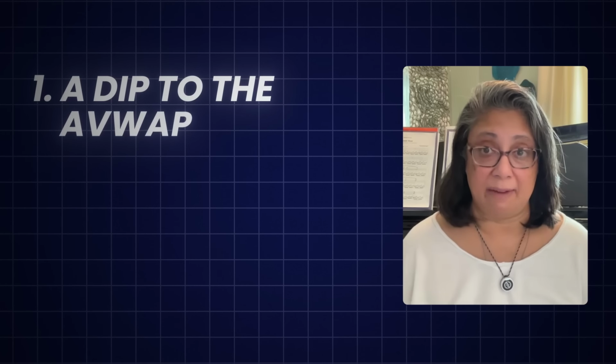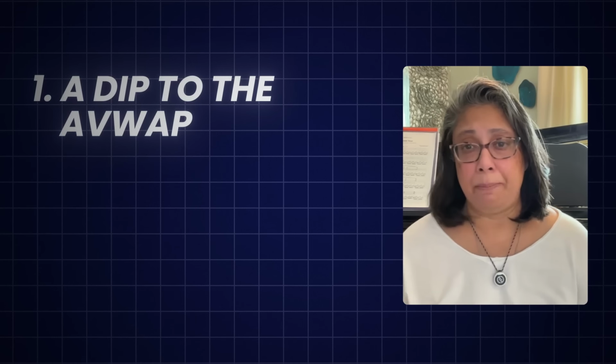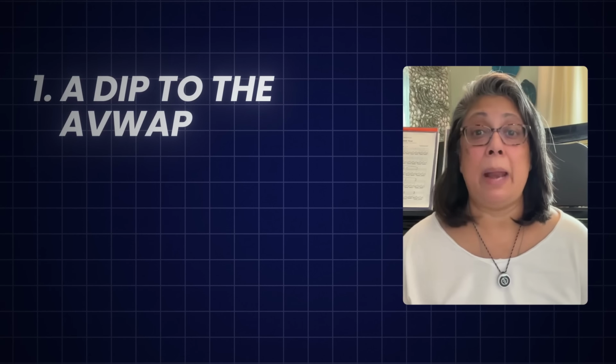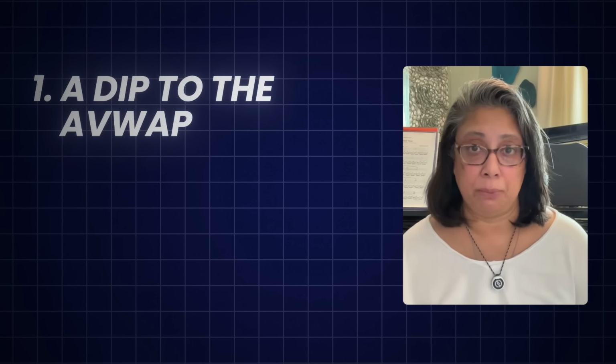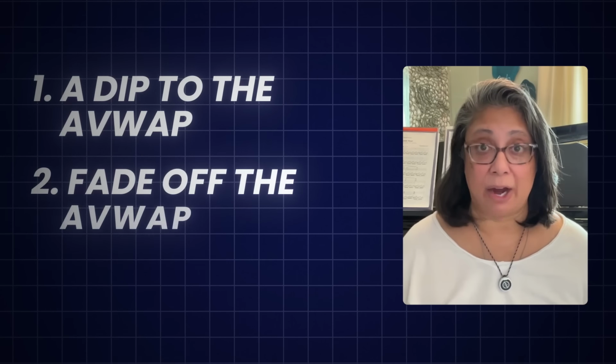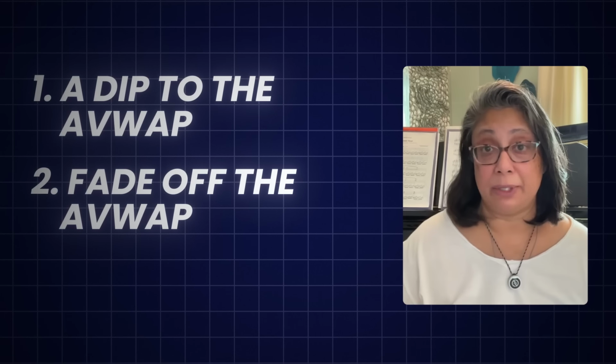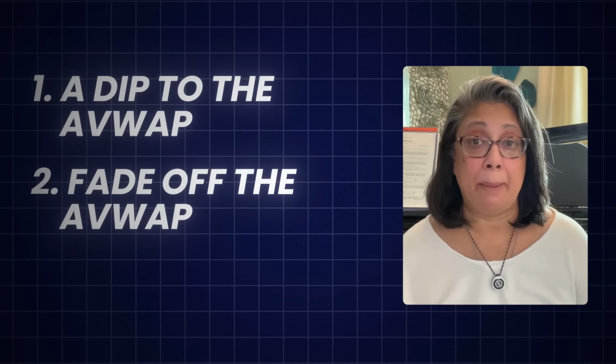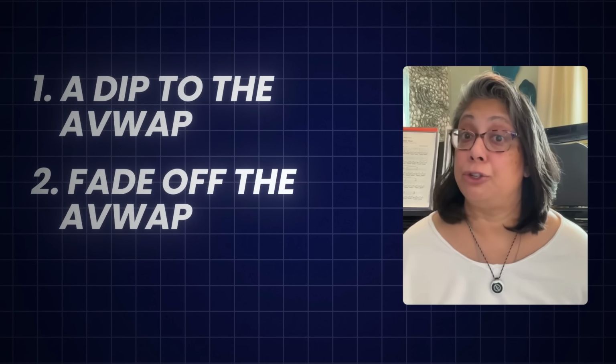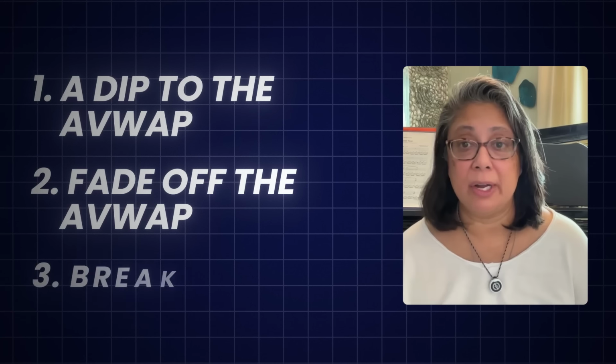Now, there are three key plays with an anchored volume-weighted average price. First, a dip to the AVWAP. Price is above the VWAP, it pulls back, it tags it, and bounces. That's your long off support. Second, a fade off the anchored volume weighted average price. Price comes up from below, hits the AVWAP as resistance, and gets rejected. That's your short off that level. Third, a break and retest. Price breaks the anchored volume weighted average price, comes back to test it, and holds. After that, it continues. That's the clean continuation.